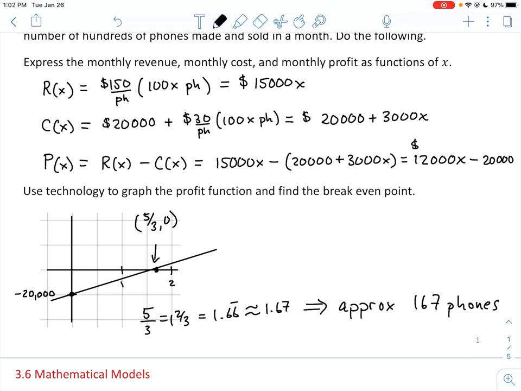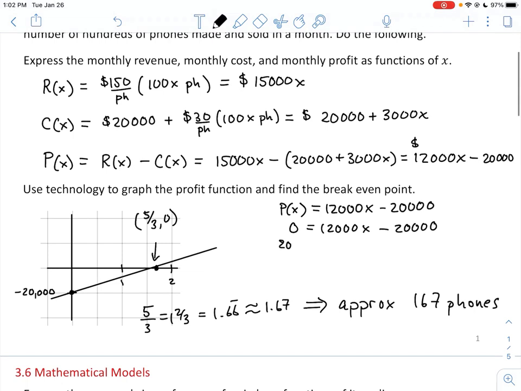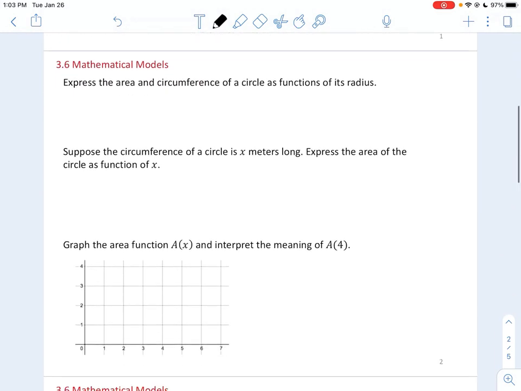Now, to have solved this by hand, you would simply take the profit function, which is 12,000 x minus 20,000, and change the profit to 0 and solve for x. So add 20,000 to this side, and then divide, and we get x is equal to 20k divided by 12k. The thousands cancel. We get 20 over 12. Each of those is divisible by 4, so we get 5/3, 100 phones. Okay, let's go to the next task.